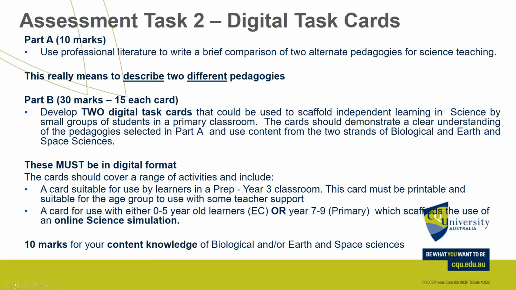So that's basically what I'll say on that part. Now, this task consists of 2 parts. Part A, a professional literature review, where you're looking at 2 alternate pedagogies for science teaching. You may be using play-based learning in the 0 to 5 group. You may be using the 5 E's in the year 6 card that you're going to produce. So you'll produce a literature review which explores those 2 pedagogies and justifies your choice and describes how you're going to use them. Part A, relatively simple.